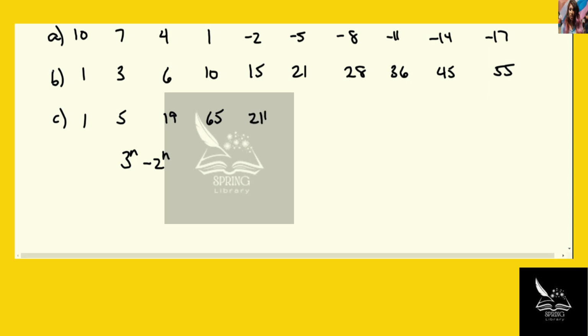You'll end up with 211, 665, 2,059, 6,305, 19,171, and for 10, that's 3 to the 10th minus 2 to the 10th, which is 58,025.